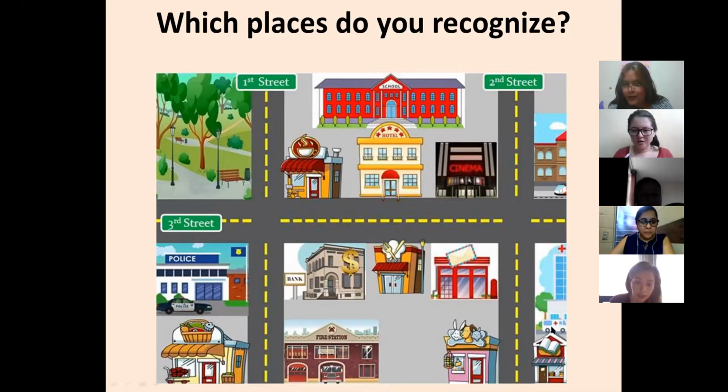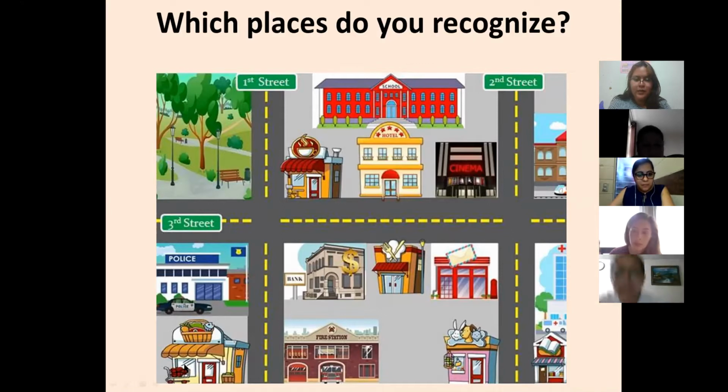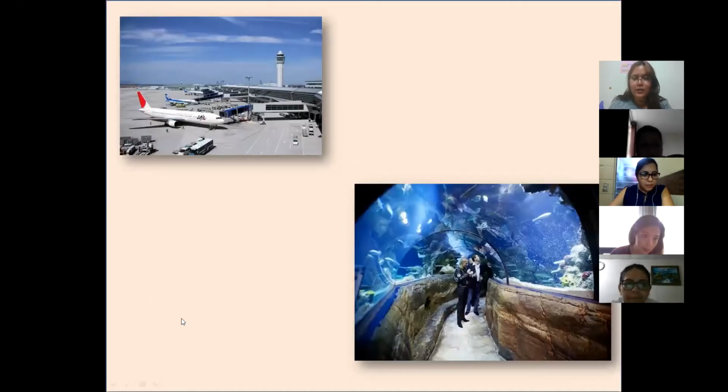What about this? The corner. Library. Like a library. Or a bookstore. Bookstore. Hospital. There is a hospital here. A grocery store. Grocery. Right. Over here.